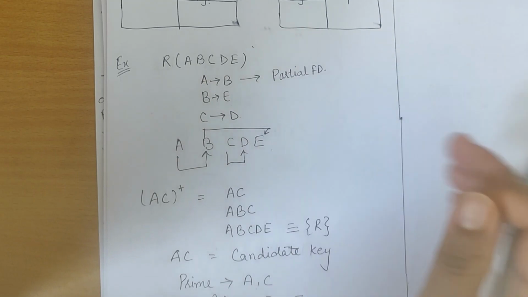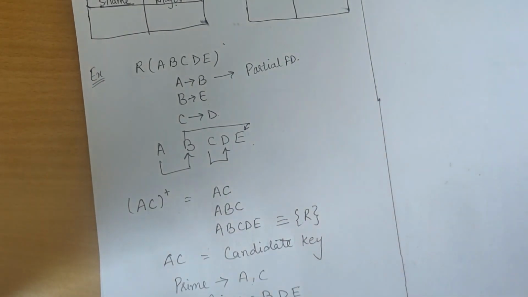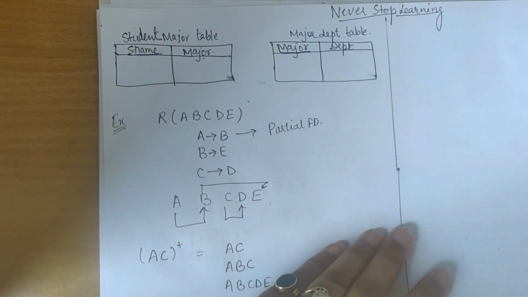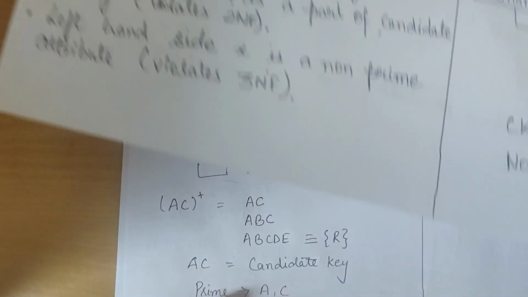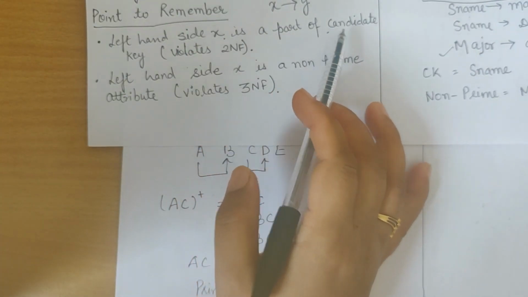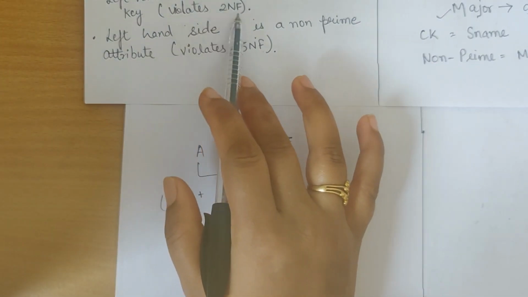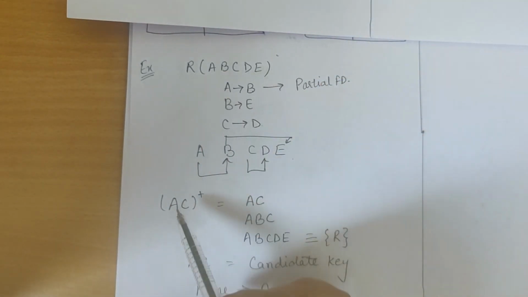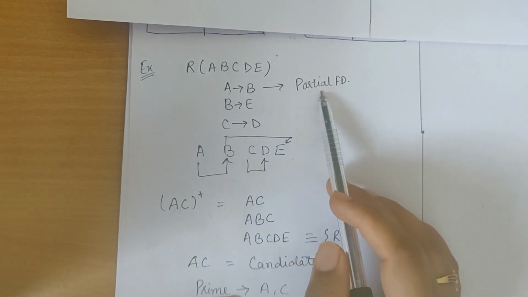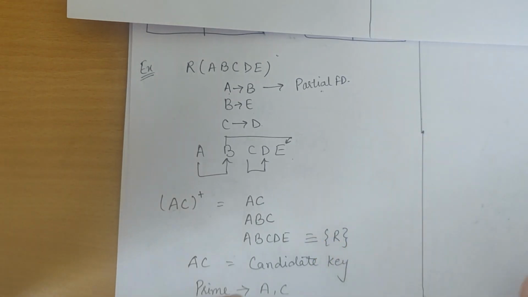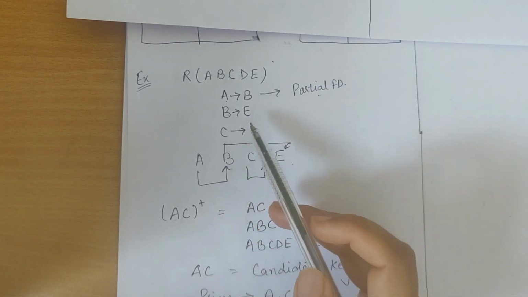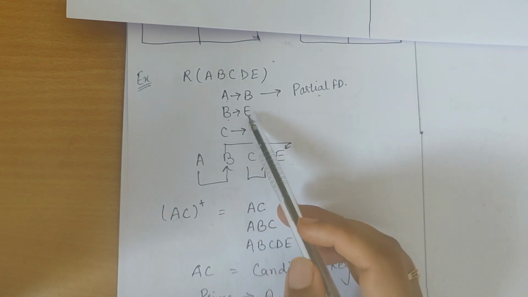If you can see, here I have taught you the short point to remember. If you remember, I have given you one point: if the left-hand side X is a part of the candidate key, then it violates 2nd NF. If you can see, AC is the candidate key. Left-hand side is a part of the candidate key, so it is creating the problem of 2nd normal form, partial functional dependency.